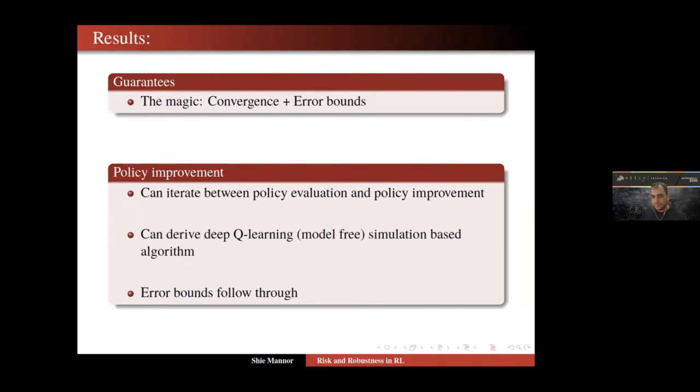Sure. So there's a question by Zaiwai Chen. How do you carry out the algorithm when the transition probabilities are not known?